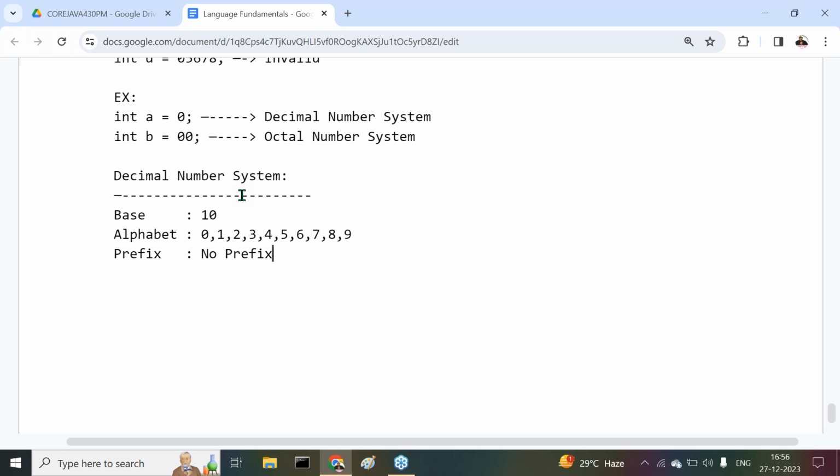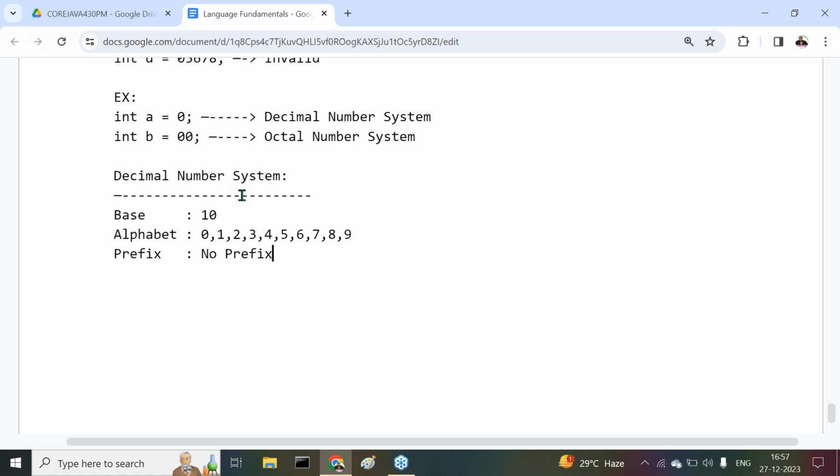For representing a decimal value, there is no separate prefix. We can directly provide a number. But if any number starts with 0, then by default that number comes under the octal number system. Please remember it. Except for this condition, if you provide any number without any prefix, that number automatically comes under the decimal number system.